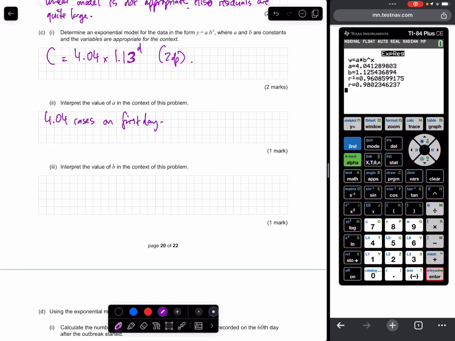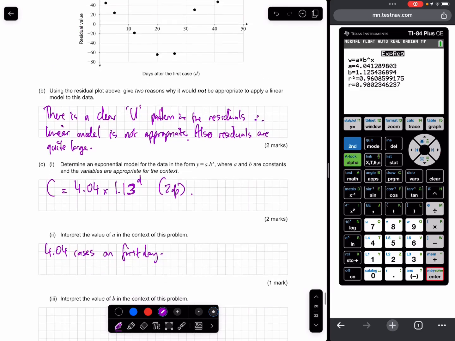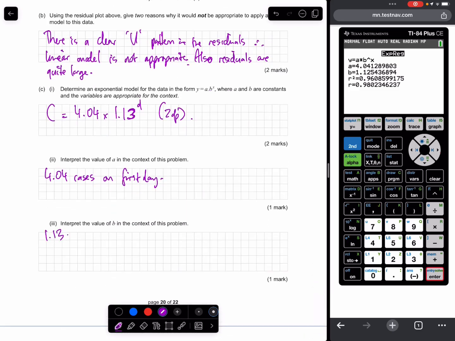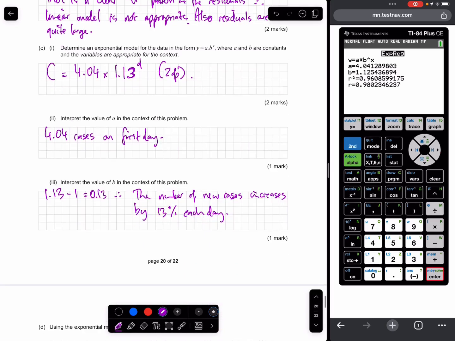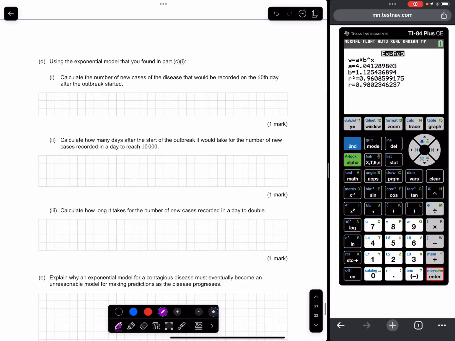Interpret the value of B in the context of this problem. 1.13 minus 1 is equal to 0.13. Therefore, the number of new cases increases by 13% each day. That's for B.